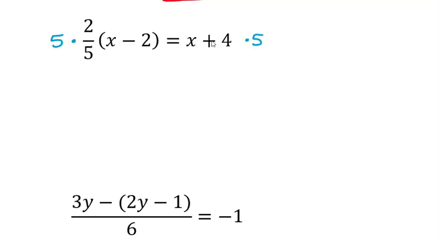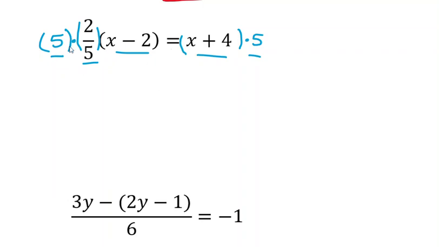Now, on the right-hand side, that parenthesis is already there, so I'm fairly safe. But on the left-hand side, there was no parentheses, so I need to make sure that it's 5 times the whole thing, x plus 4, not just 5 times 4. Okay, so now it's 5 times 2/5 times x minus 2, and x plus 4 times 5. Right, so I just took what it was there, and I multiplied each side left and right by 5.